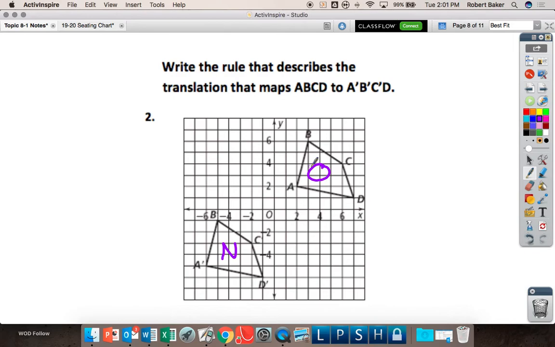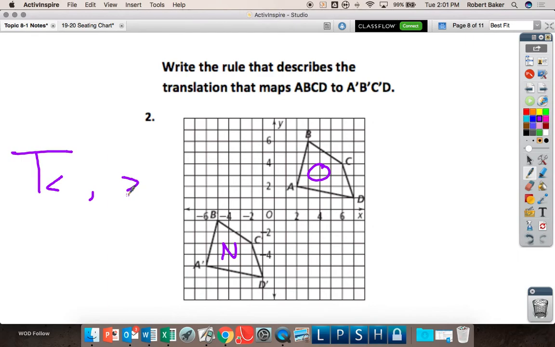So we have to figure out what dance move we did to get from the old shape to the new shape. When you write your rule, what's the first thing you're going to write? Big old T. Then we can build our brackets. We just got to squeeze the numbers in there. How far did we go to get from the old shape to the new shape? Negative 8. Are you counting left and right first? Yes. I really hope so.